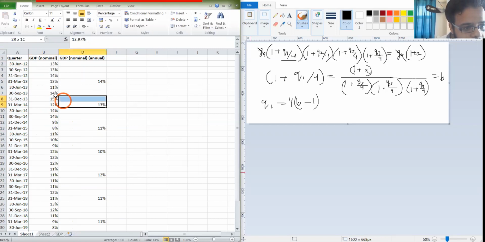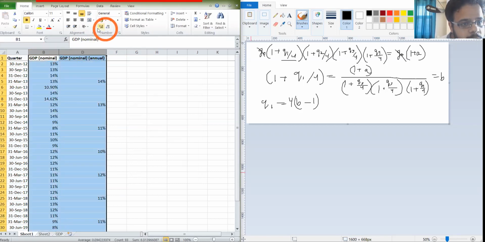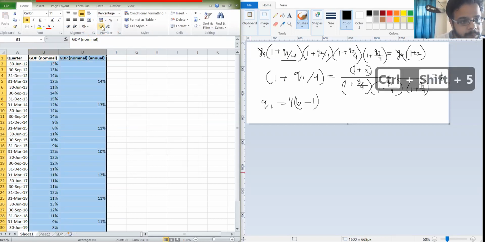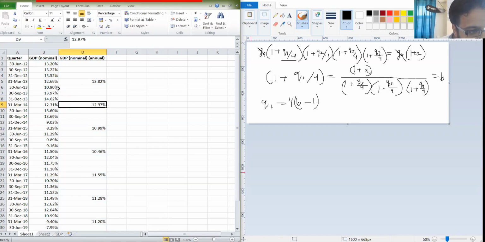FY14, 13%. I have it most divergent with both 15% and 11%. I can diverge either, but just let me see which one would make most sense. So it's 12.97%. This is a 1% deviation. This is a less than 2% deviation. This is also less than 2% deviation. I think I'll adjust this.